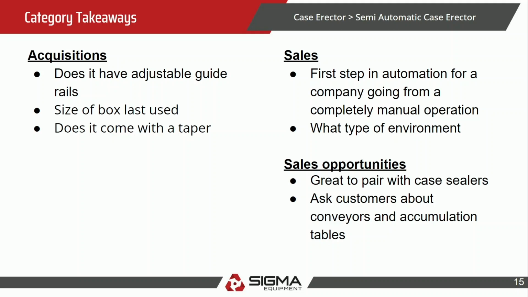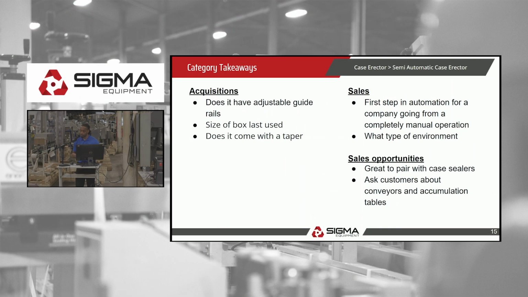Is it dusty? Is it cold? This could affect what type of case sealer that they get. Case erector: different sales opportunities. John likes to say add an item, so this is great to pair with case sealers. Always ask, how are you going to seal that box once you've placed the product inside of it? And ask customers about conveyors and accumulation tables as well.